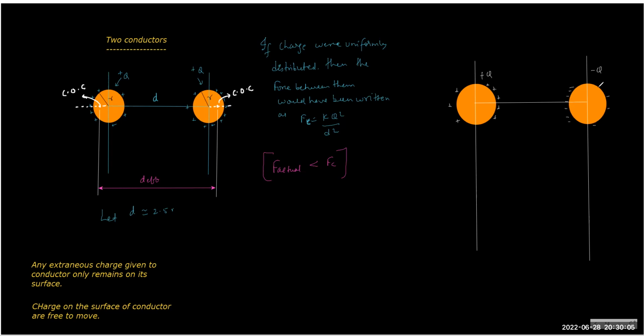And now we can say that the center of charge will be closer, so that D effective will be less. So F actual will be more than F. These are some of the conceptual questions that you should be aware of.